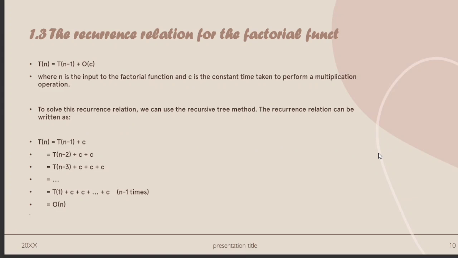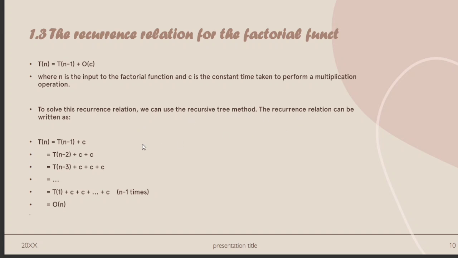Third is the recurrence relation for the factorial function. The recurrence relation for the factorial function is T(n) = T(n-1) + O(c), where n is the input to the factorial function and c is the constant time taken to perform a multiplication operation. To solve this recurrence relation, we can use the recursive tree method.